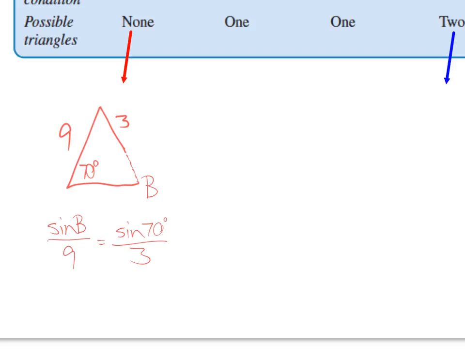Now, I start to solve, so I multiply both sides by 9, and I get the sine of B equal to 9 times the sine of 70 over 3. And I get 2.819 and so on. Now, how do I know right now that this triangle is impossible to make? Because the sine's maximum value is 1. Exactly, Davi. The sine's maximum value is 1.